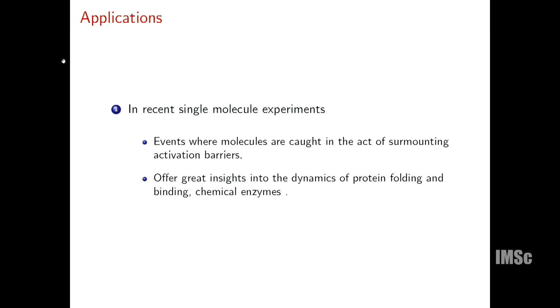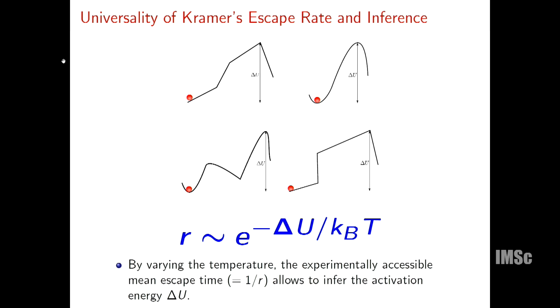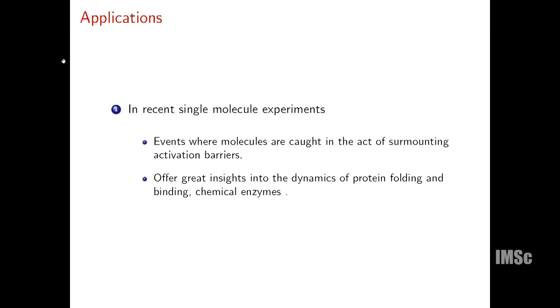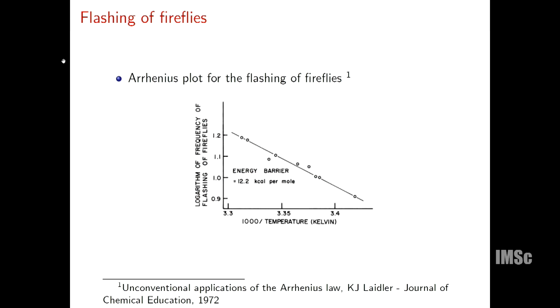Also, this Kramers' escape rate formula offers great insights into dynamics of protein folding and binding. For example, protein starts with an unfolded state, then it goes to many misfolded states. Misfolded states are basically represented by local minima of the potential, and then finally it goes to the natively folded state. So this Kramers' escape rate formula can actually offer great insights into the dynamics of protein folding and binding.